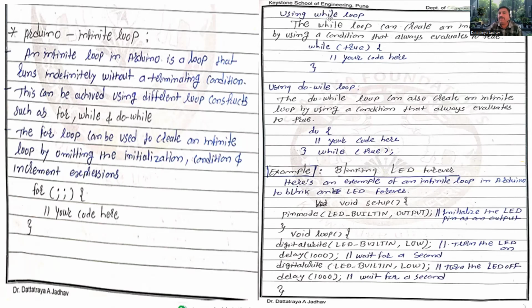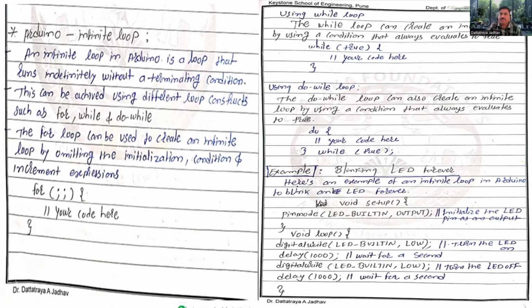A while loop can be made an infinite loop by using a condition that always evaluates to true. So the while loop is considered always true, and if it is true, it is continuously executed. It is not terminated at any condition, because we say it is a true condition. So it is written as while in brackets true, and whatever your condition or parameter is in your brackets.